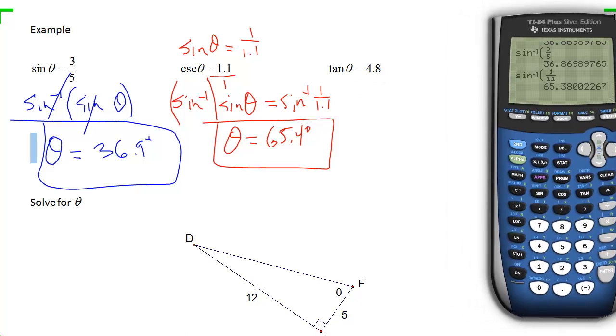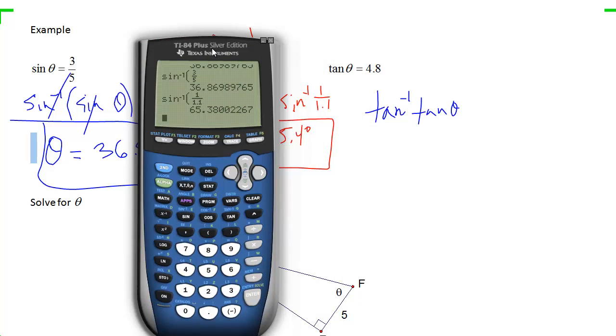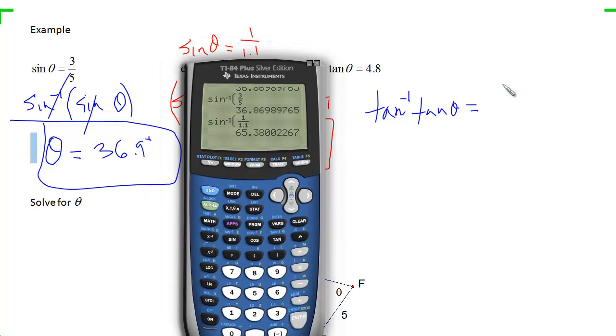And the last one here is dealing with tangent, so to undo, to cancel, and just get to theta, I'm going to go ahead and take the inverse tangent. So the inverse tangent of tangent theta equals the inverse tangent of 4.8. And we'll do that in the calculator, second tangent, 4.8. I do not have to close the parentheses. You see I did not in these two examples above. It makes no difference because there's no other operation going on in there. And that equals 78.2 degrees.